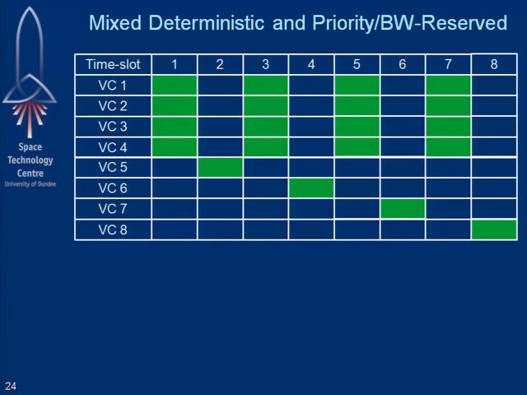If you want to do something like have mixed fully deterministic, and also some priority and bandwidth reservation, then you can actually do this sort of thing. So we've allocated some of the time slots for virtual channels 1, 2, 3, and 4, where they just compete on priority and bandwidth reservation. And other time slots we've allocated to virtual channels 5, 6, 7, and 8, and they've got fully deterministic access to the SpaceFibre link in that period of time.